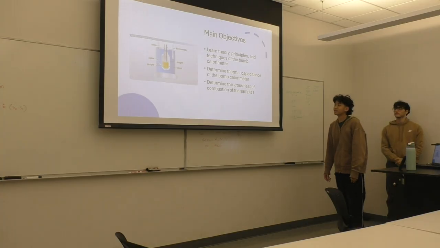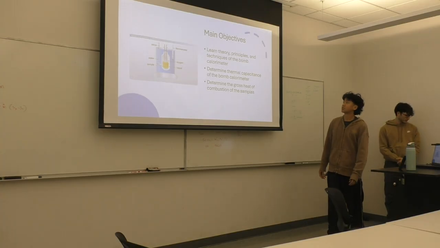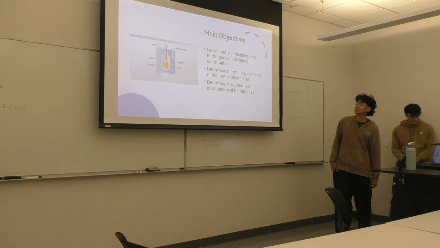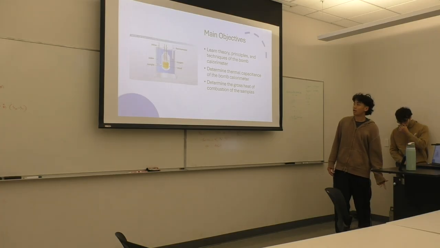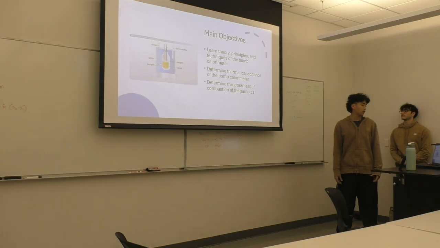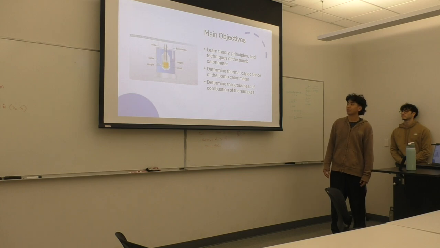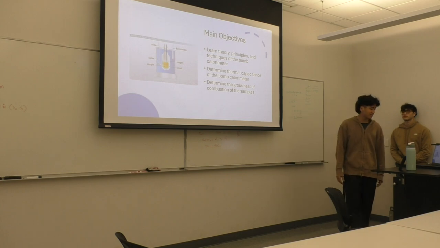So the main objectives of the bomb calorimeter experiment are to learn the theory, principles, and techniques behind the bomb calorimeter. We're also going to determine the thermal capacitance of the bomb calorimeter, which is made of stainless steel and the water in the water tank. And we're also going to determine the gross heat of combustion of samples. In this experiment, we're going to be combusting 1 gram of benzoic acid and 1 gram of a mystery substance.